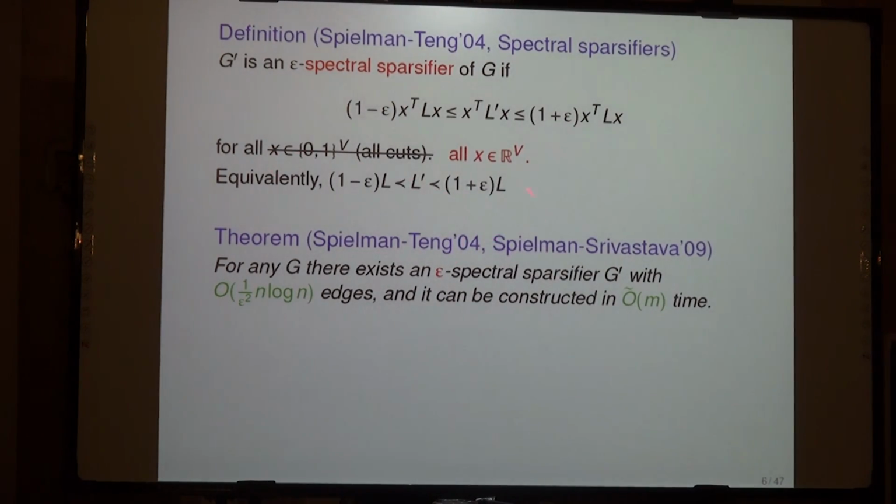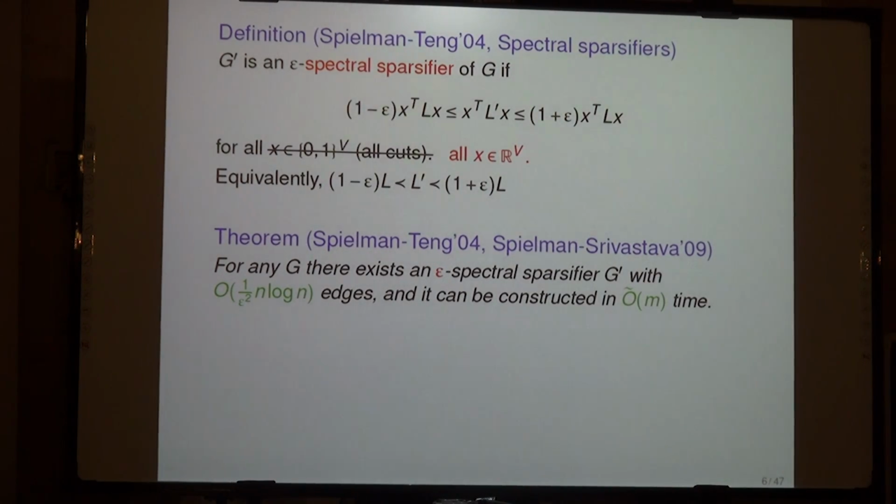And in particular, this can also be written in a more compact form using the positive semi-definite ordering. So L prime should be dominated by (1 plus epsilon) times L in the PSD sense, meaning that (1 plus epsilon) L minus L prime is positive semi-definite. Same thing on the other side.